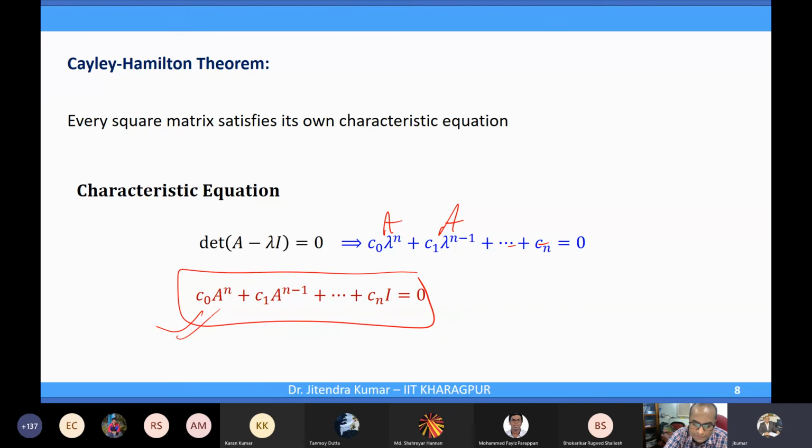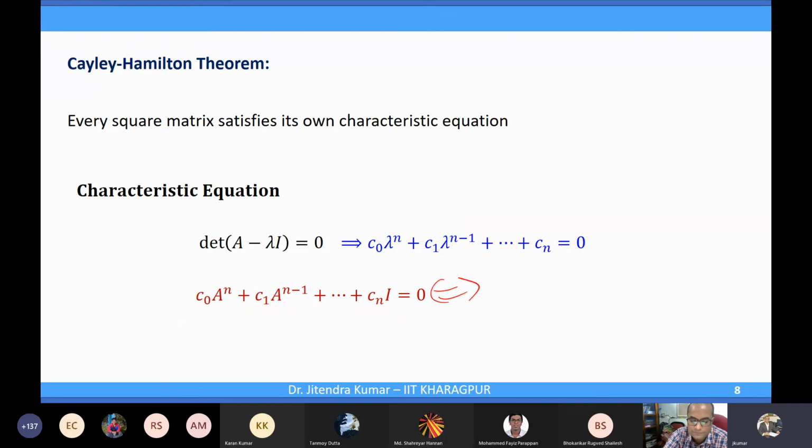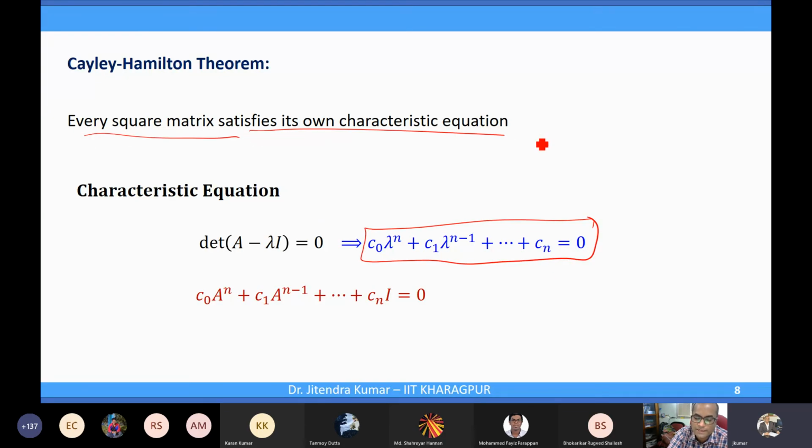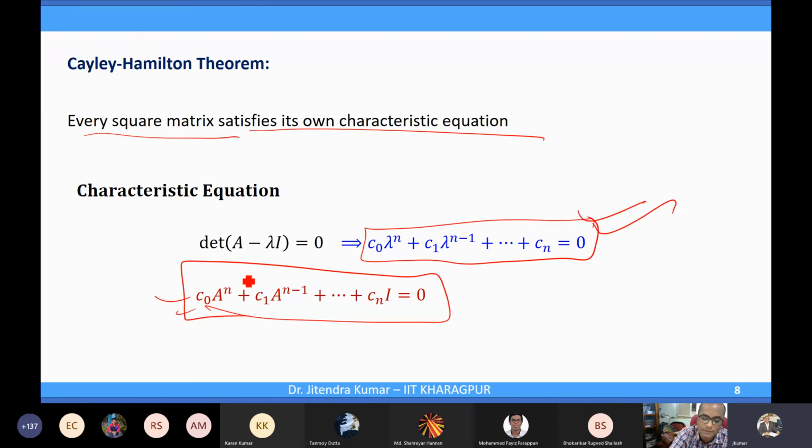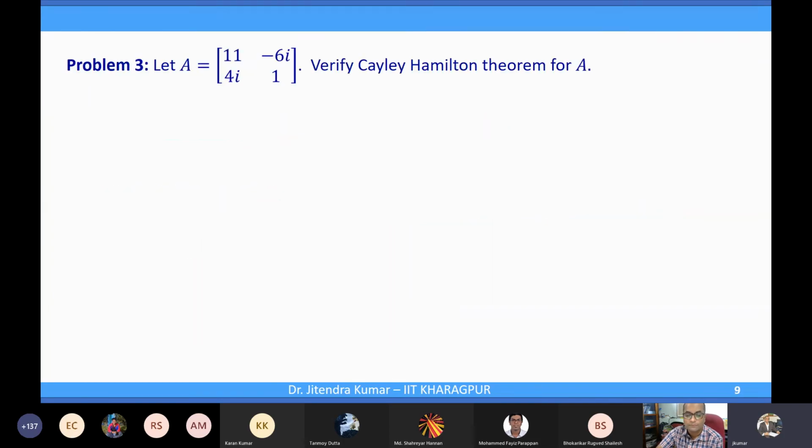That is the result. Trivially you can somehow realize it from here also, though the formal proof is a bit lengthy. You have the determinant of A minus lambda, where you replace lambda by A, so A minus A gives 0. This is quite a useful result: every square matrix satisfies its own characteristic equation. You can replace lambda by A, and then some useful results can come out of it.